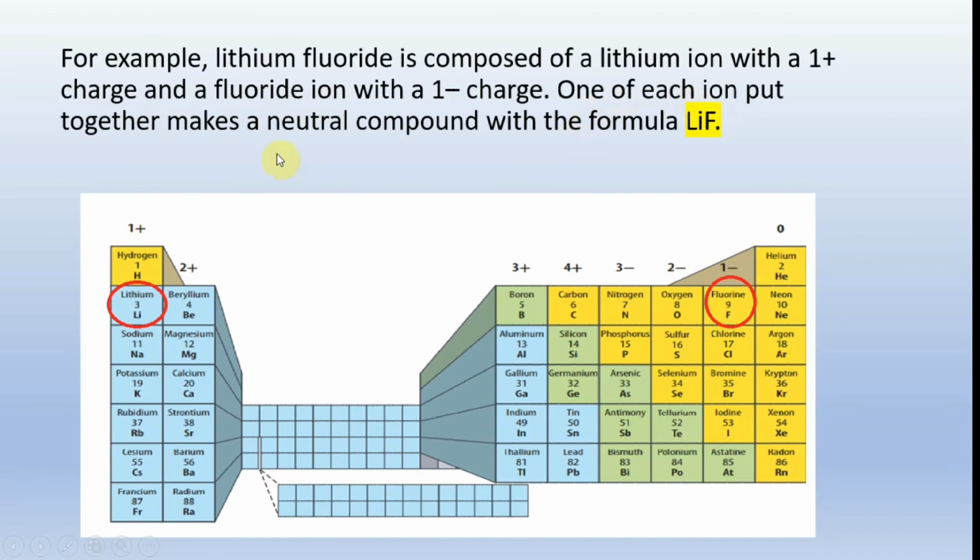One of each ion put together makes a neutral compound. So what you do is like a mathematical equation. You use 1 minus 1 equals 0. So that means it's neutral. So my formula will be LiF, where I use the symbol for each element, lithium fluoride.